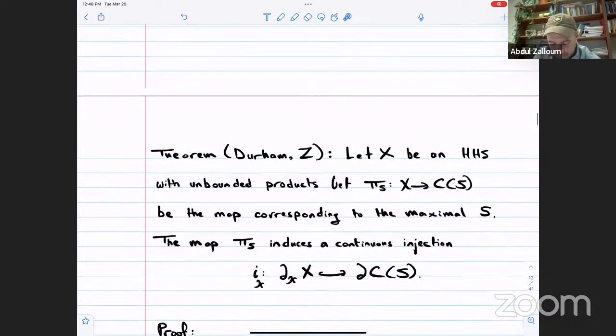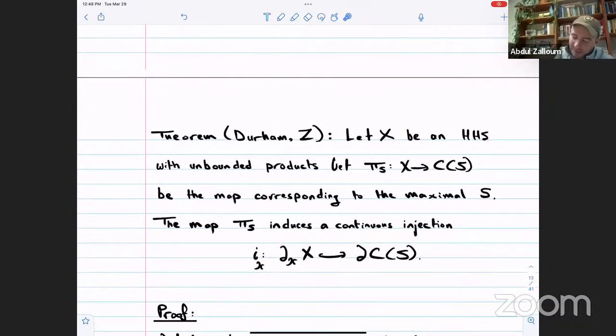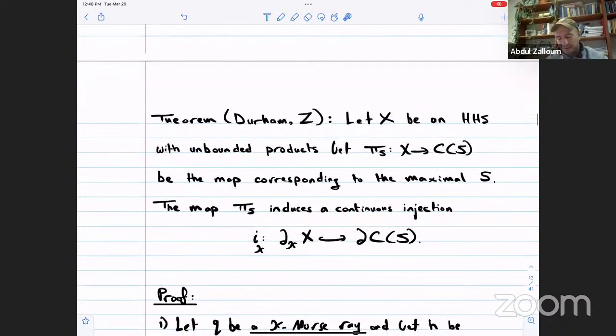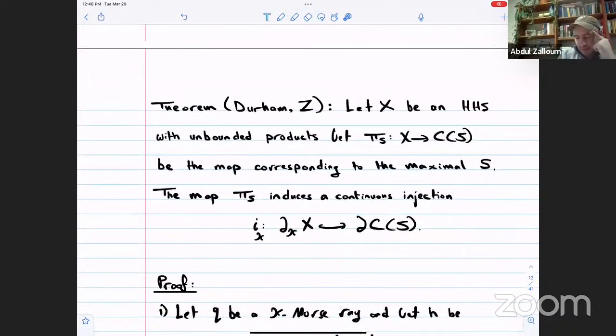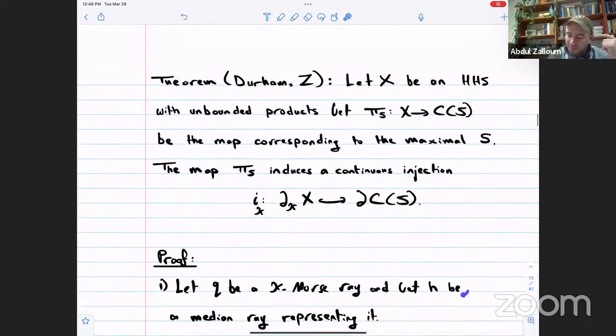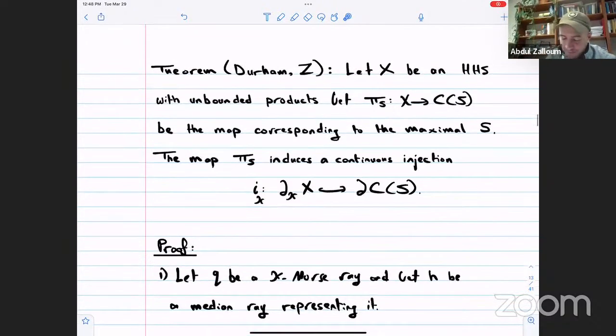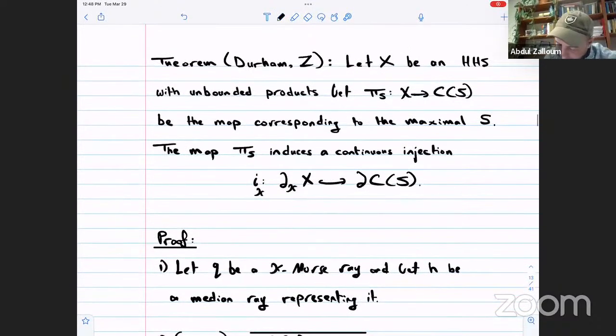All right. So let's see how one would prove that. So I want to define a map between the kappa boundary and the Gromov boundary, right? So first, start with a kappa Morse quasi-geodesic ray Q, and let H be a median ray that represents it. And that's something that you can do. I mentioned that in one of the theorems. You can always take a kappa Morse quasi-geodesic ray and replace it by a particularly nice representative, and you essentially just do Arzelà-Ascoli, something like that. Okay, so I have now a median ray H that represents my Q.